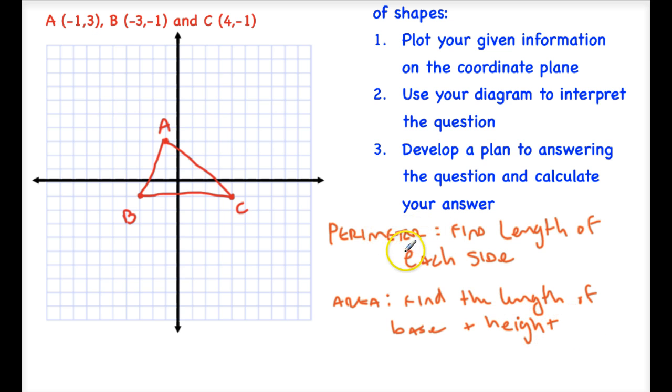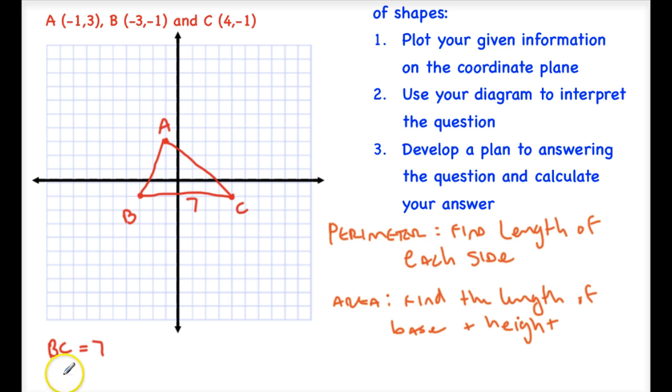So perimeter, find the length of each side. Area, find the length of the base and the height. So let's do that. The easy side to figure out is the side between B and C, because that's just a straight line across, and I can just count the number of spaces in between. So 1, 2, 3, 4, 5, 6, 7. So the length of BC is 7 units. That's one side already done, so I can write this down at the bottom. BC equals 7 units.